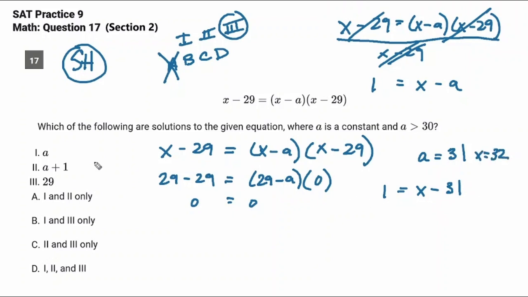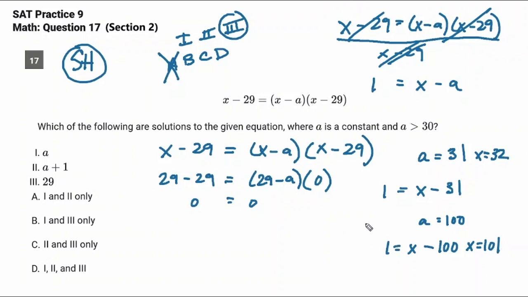Well, what can we figure out here? Between Roman numeral 1 and Roman numeral 2, what's going on? Well, at least in this one case that we found, x is a plus 1, isn't it? What's going to happen if you make a 100? It's going to be 1 equals x minus 100, so x is going to be 101. It's always going to be a plus 1, right?